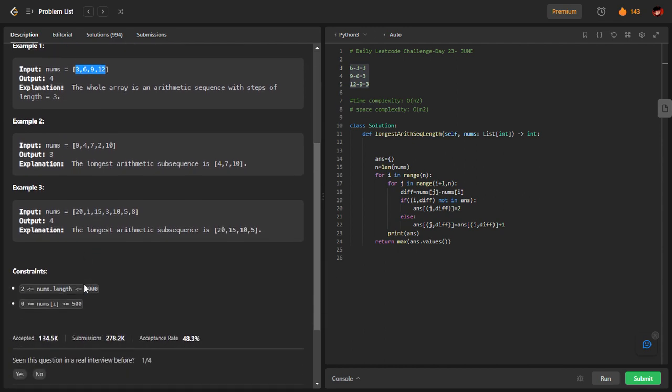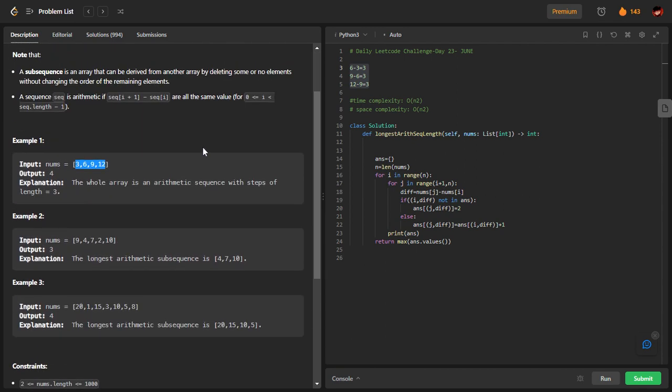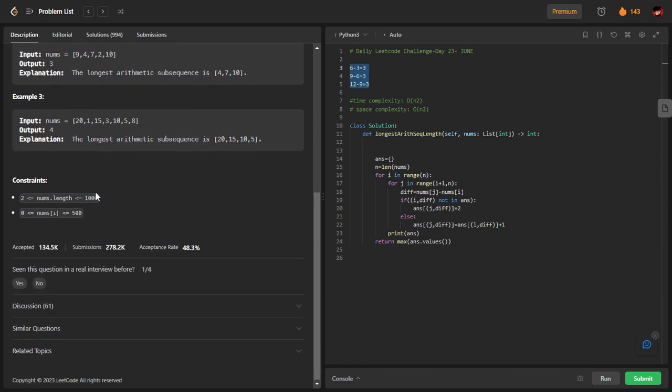Now come to this example. See, in this case it is coming 3. It need not be 3 always. It can be negative one also. That is what we are going to see here.